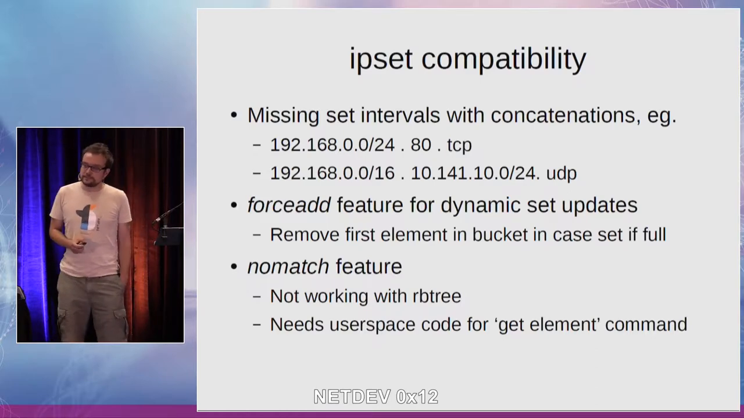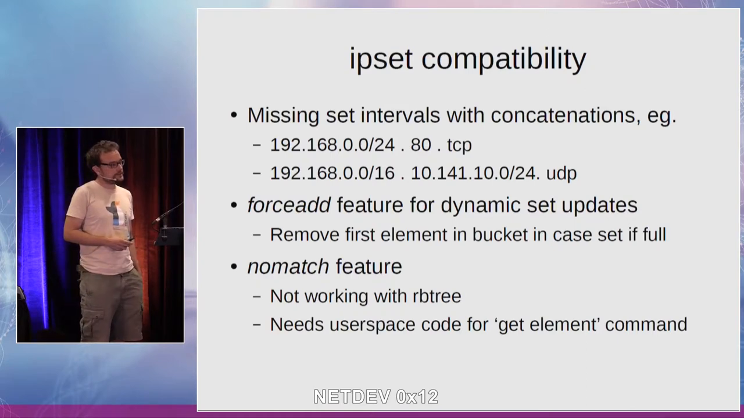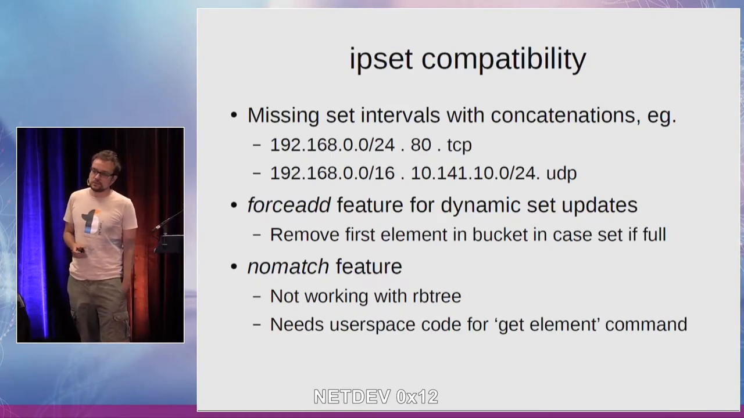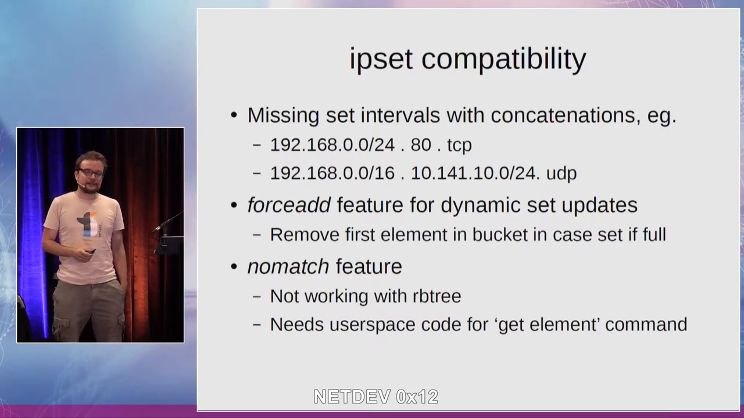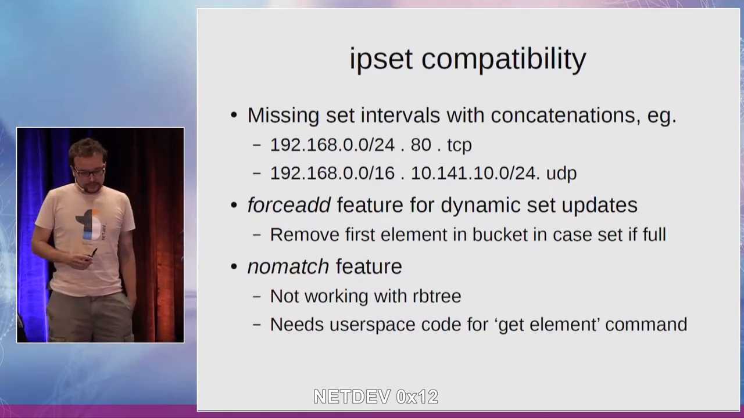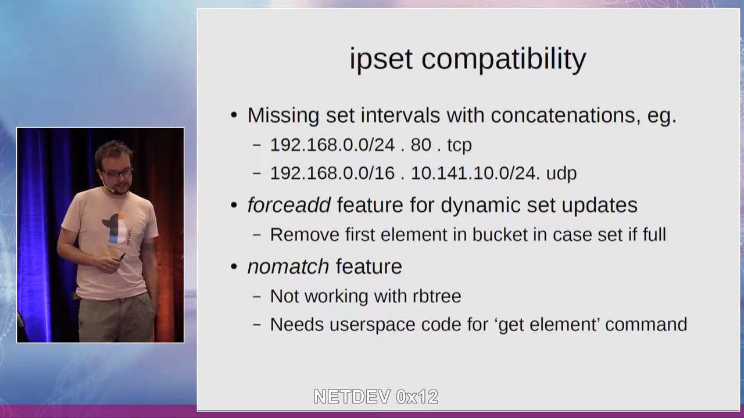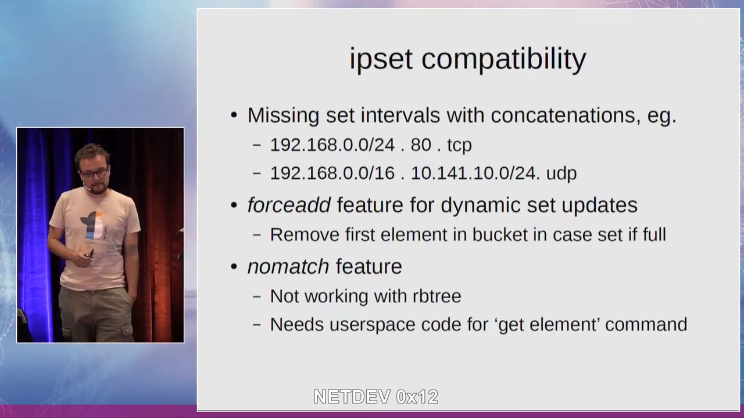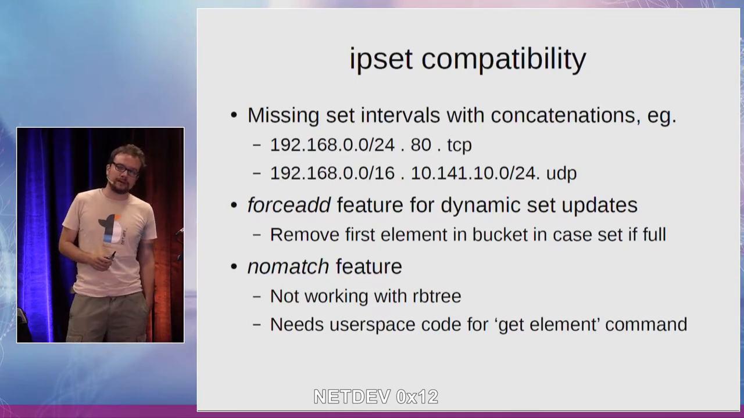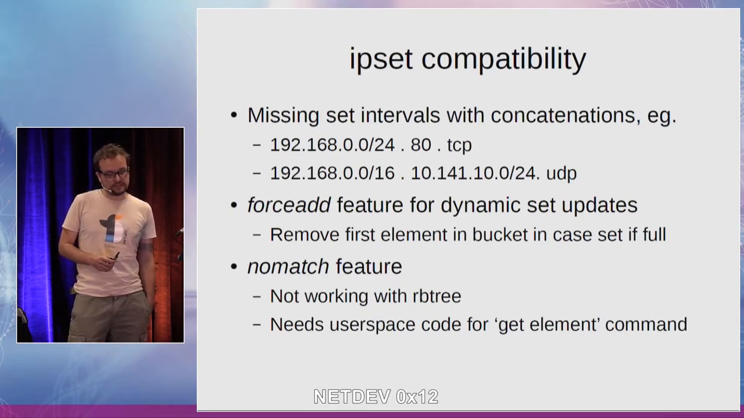In IPSet, Jozsef Kadlecsik made a very nice summary of what IPSet supports already, comparing it to what we have in NF tables. So what is basically left, that is not much, is that there is no way that we can combine set intervals or sets with prefix elements within concatenation. So something like what you can see there on that example is not supported.